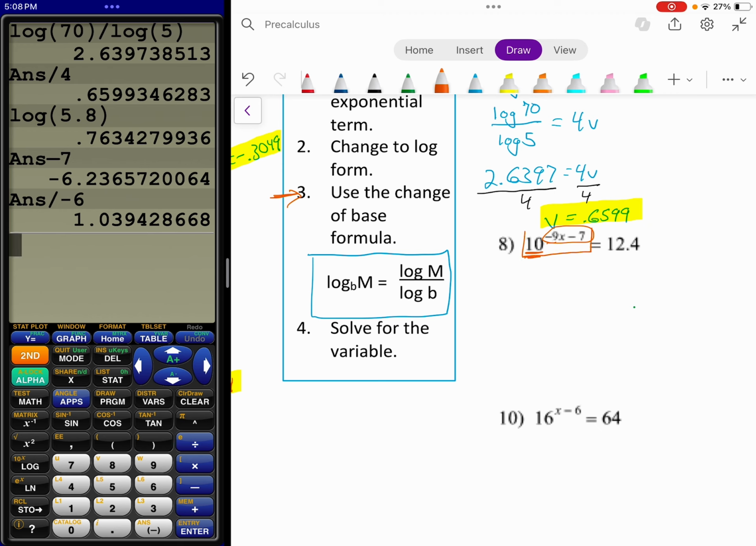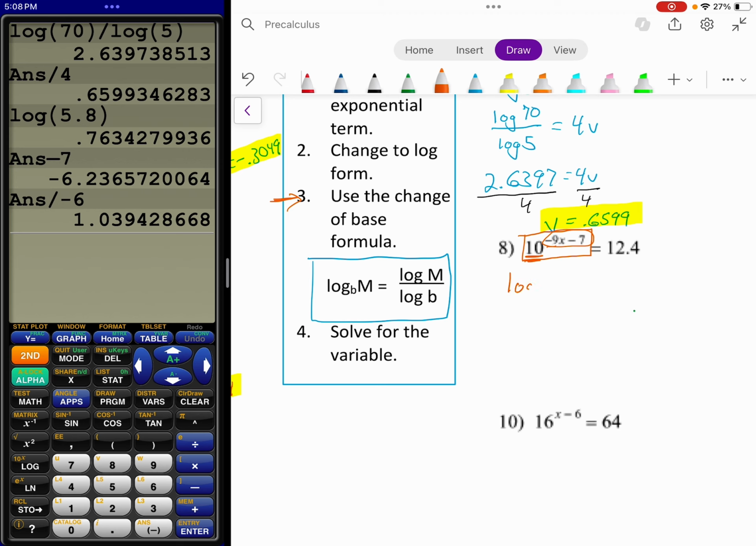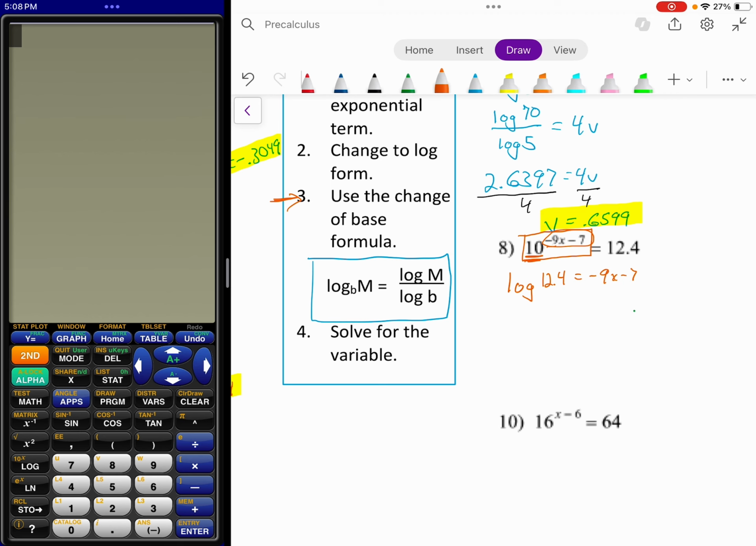So our step 1, our exponential term is already isolated. Step 2, we're going to change to log form. So this is log base 10, however, we don't have to write it, so I'm not going to write it this time, of 12.4 equals negative 9x minus 7. We can put log of 12.4 in our calculator. Oops, let's just get rid of all this. I typed that wrong anyway. Log of 12.4 gives us 1.0934 equals negative 9x minus 7.